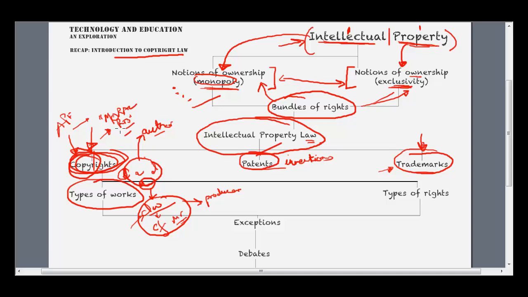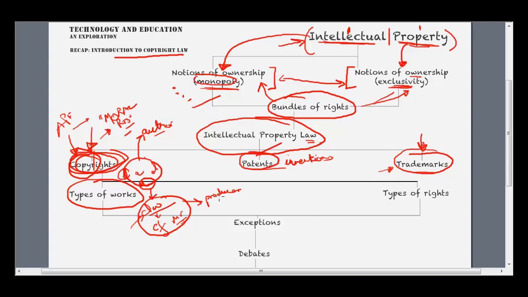All right, so that's a quick overview of the sorts of works that copyright protects and the sorts of rights that you get under copyright law. Now there's many more types of rights as well. So there's something called performers rights and broadcasting rights and so on, and we can go into those in detail later, but we don't really need to know too much about them right now.